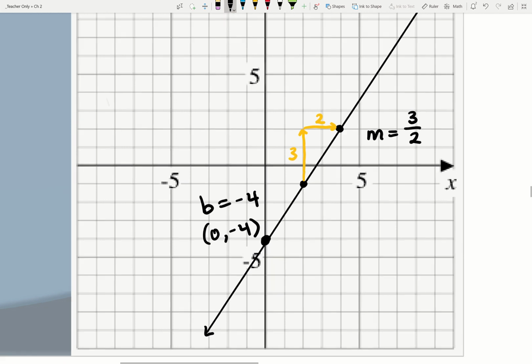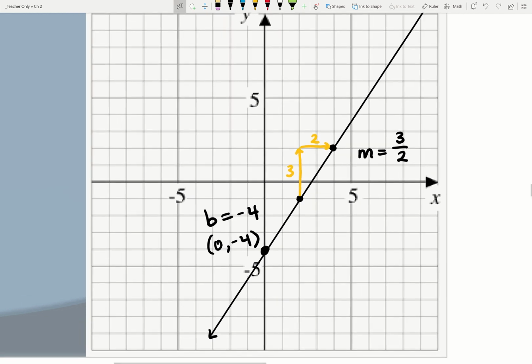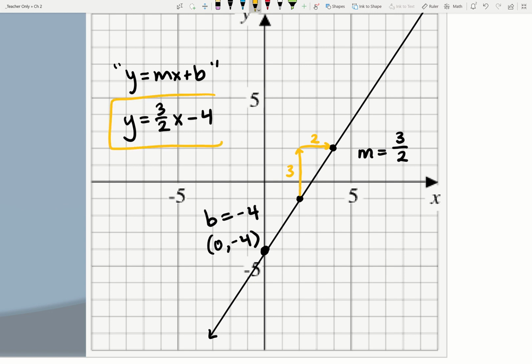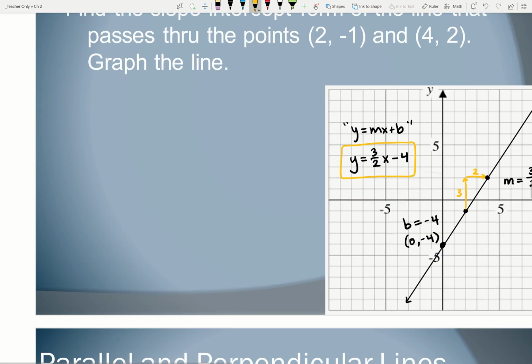And that's all the information that I need to make the equation of the line in slope-intercept form. Because remember, it is y equals mx plus b. If I plug in my m and I plug in my b, that would be y = 3/2x minus 4. And that would represent the equation of this line. Okay, so if you have the grid, it's super, super easy to create the equation of a line.